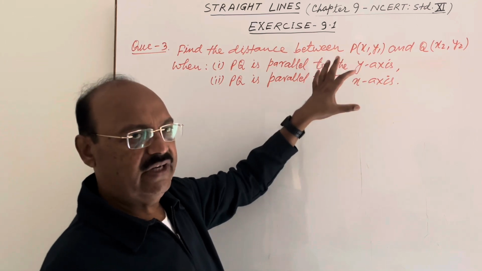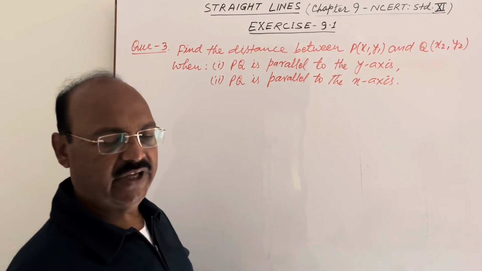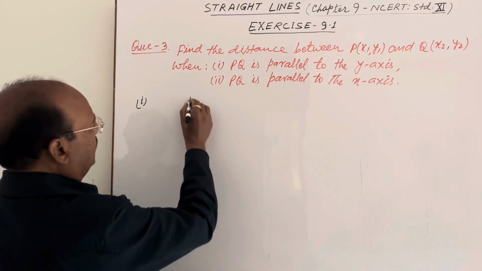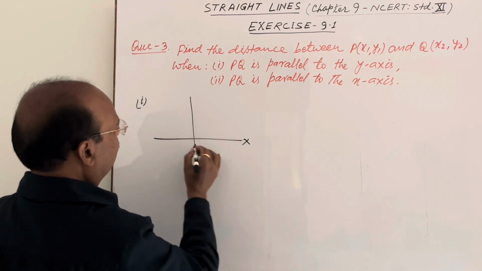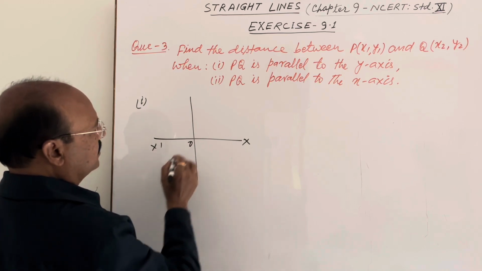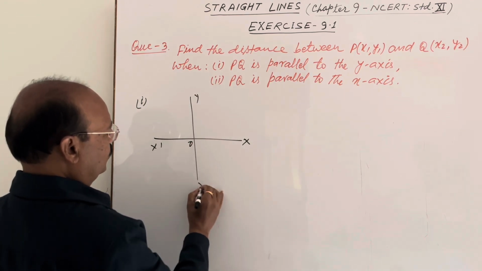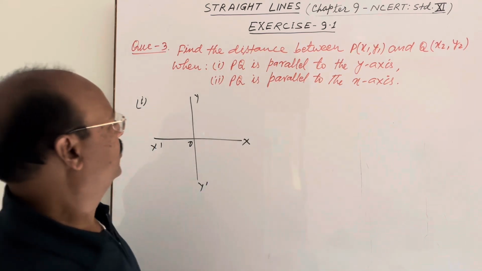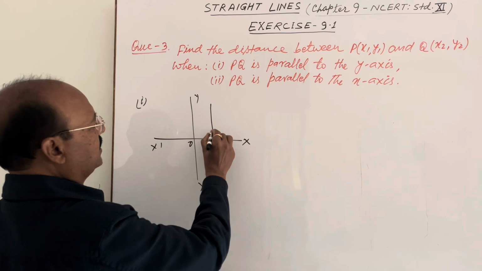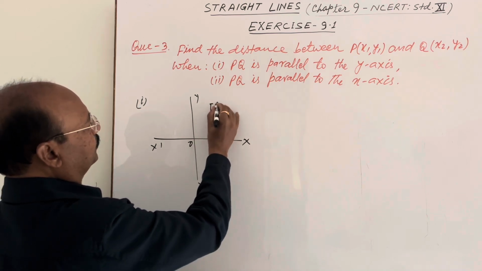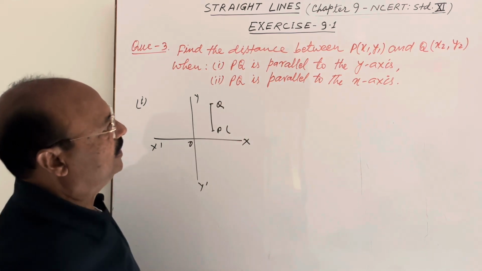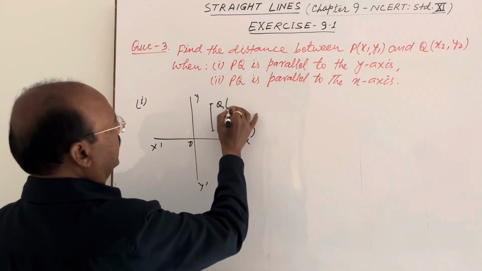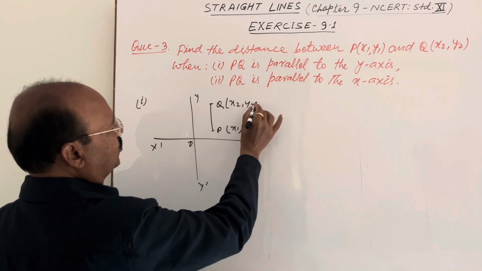So the question will be very clear with the help of a diagram of Cartesian plane. First, let us discuss the first part. First of all, we will draw the axis system. X dash is x-axis and y dash is y-axis. First case is PQ is parallel to the y-axis. Suppose this is PQ. Coordinates of P are x1, y1 and coordinates of Q are x2, y2.